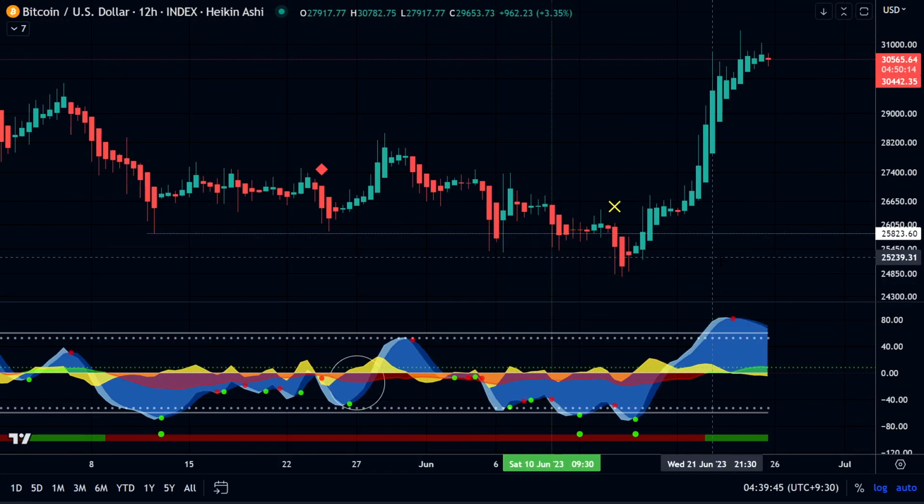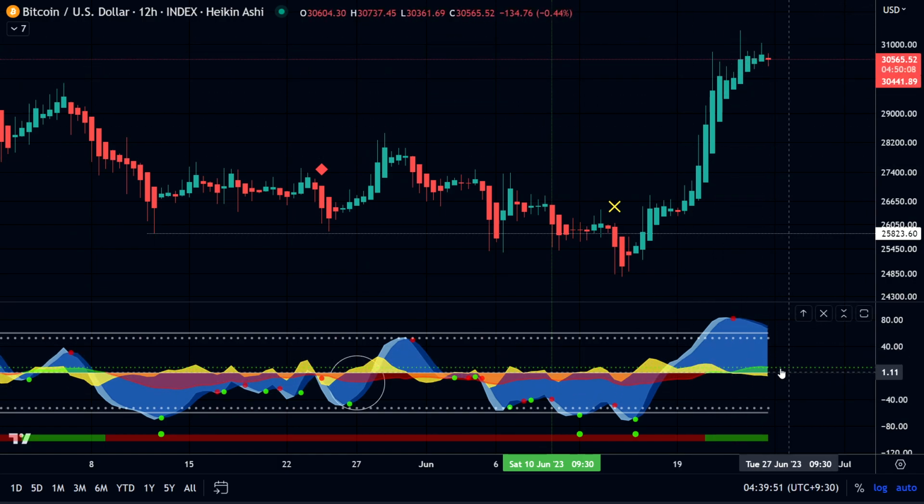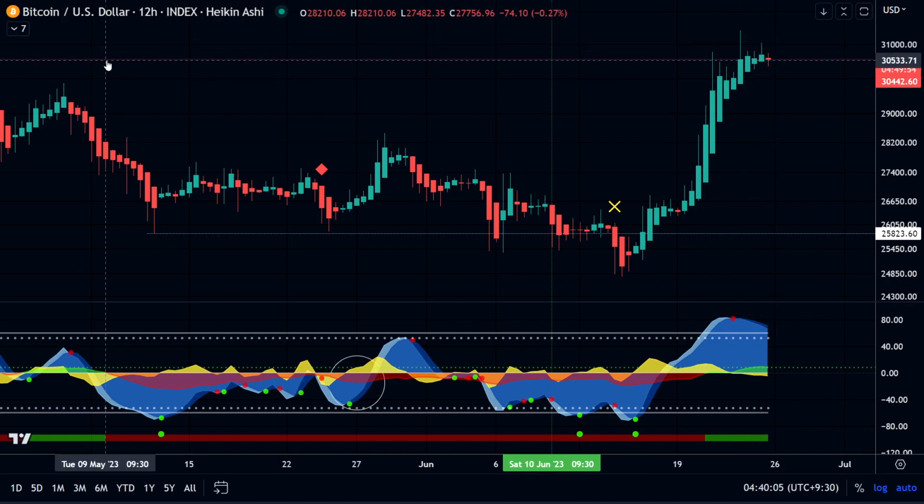The 12-hour time frame, we did get a red dot here, it did get confirmed, but we have just crossed into the green money flow after being in the red money flow for quite a lot of time. Again, this does confirm that we might see a bit of a correction here or some sideways consolidation.